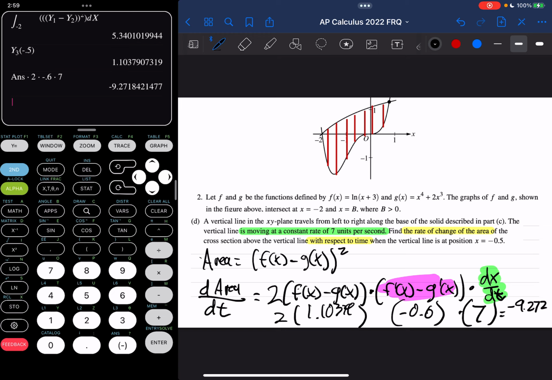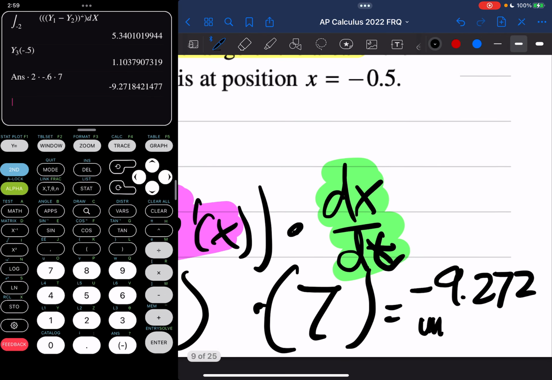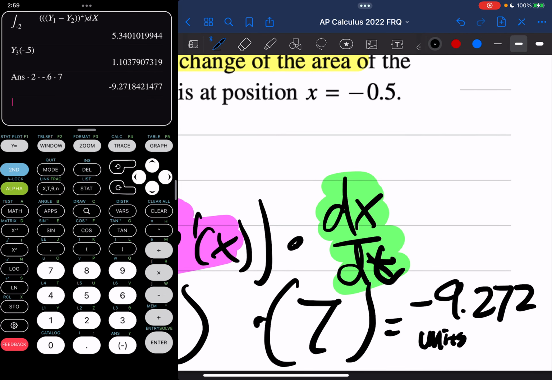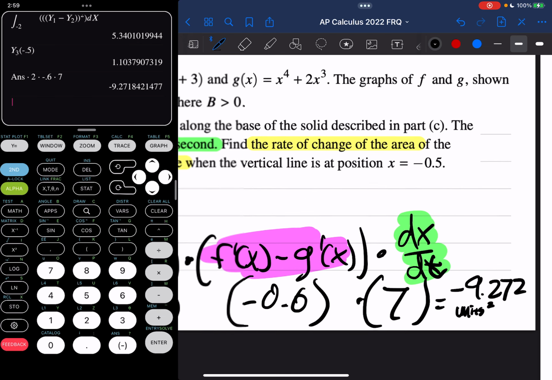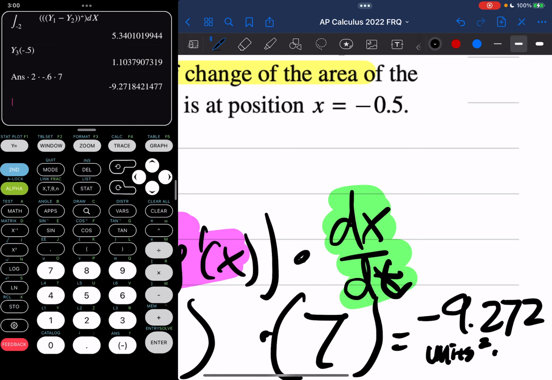And it's a change in area, so it's units squared per second. Is it? Yep. All right, good.